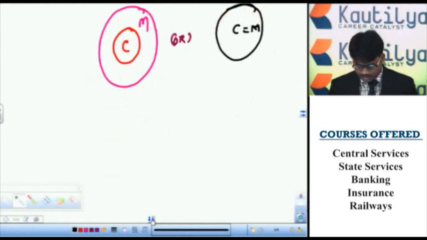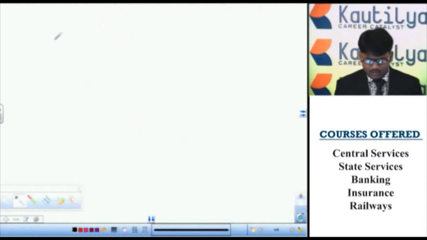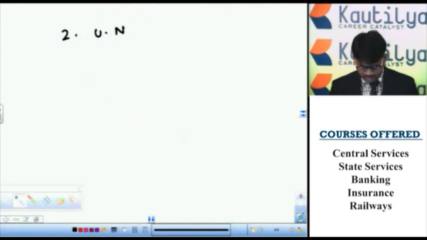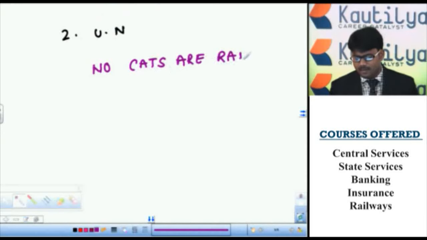The second one is the universal negative statement. An example for that is: no cats are rats. Here, no is the quantity, cats is the subject, rats is the object, and are is the verb. No cats belong to rats. That means there is no relationship between cats and rats.